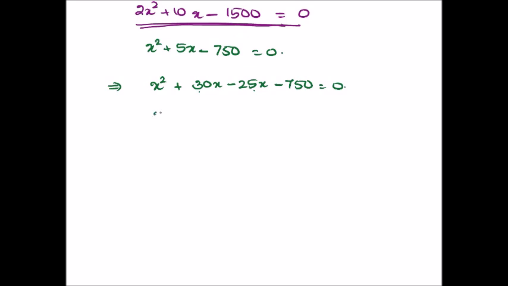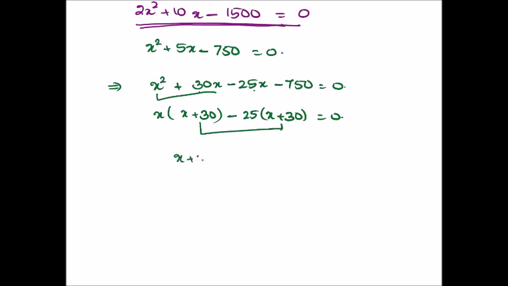Now take x as common in these two terms. We'll get x plus 30. And from here, we'll take minus 25 as common. That is x plus 30, that is equal to 0. From here, we'll take x plus 30 as common. x plus 30 into x minus 25 is equal to 0.